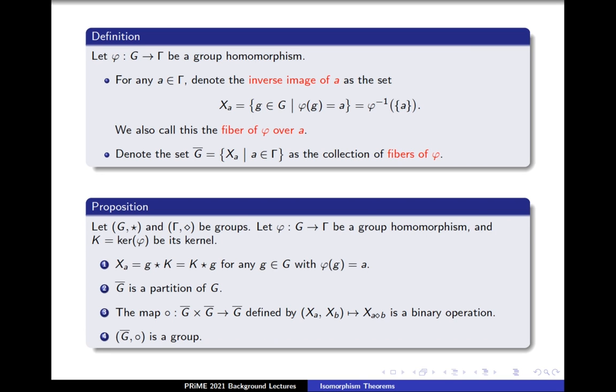Third, we have that a composition on the set G bar forms a binary operation. So a composition takes a pair, G bar, comma, G bar, and maps it to G bar as follows. If we take a fiber of phi over a, and a fiber of phi over b, let's map that to the fiber above the element little a diamond little b. So together, this set G bar, along with this composition as defined in number 3, forms a group.